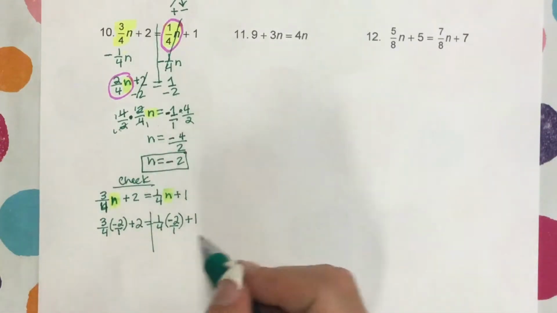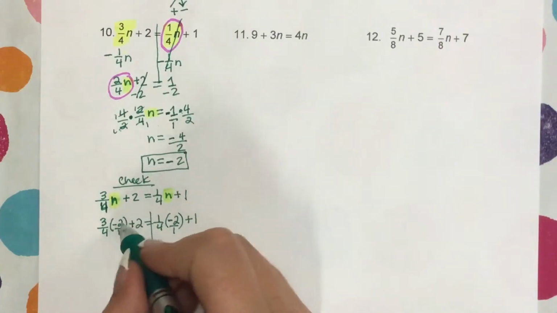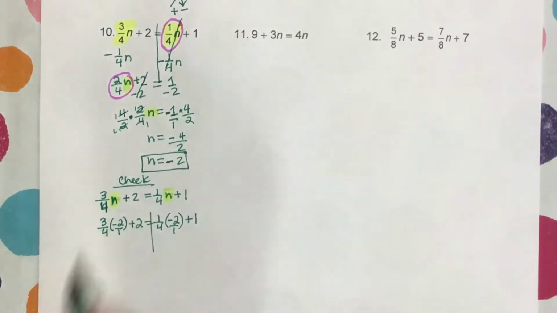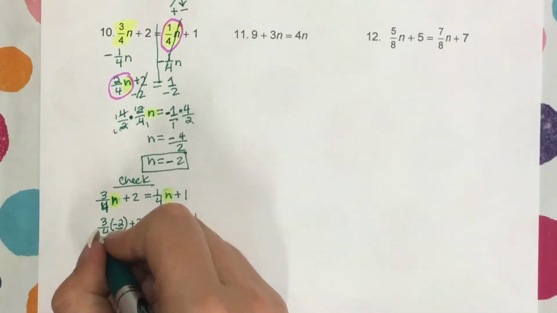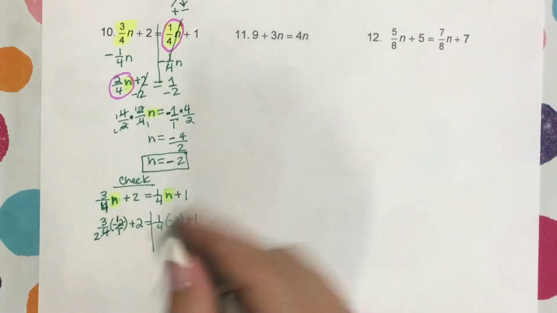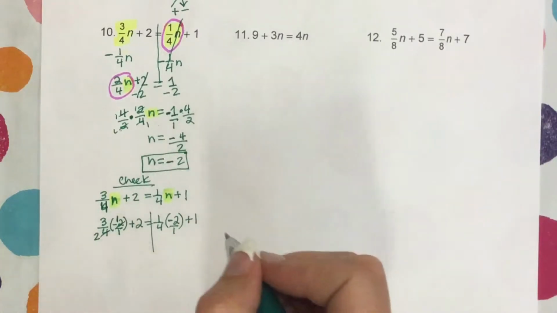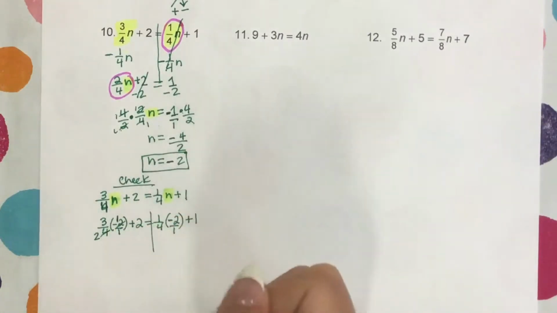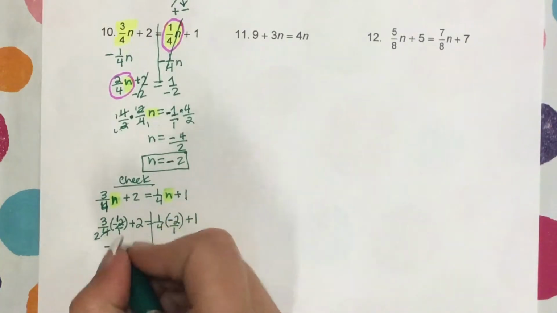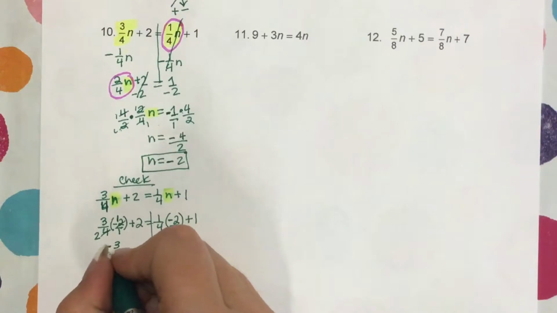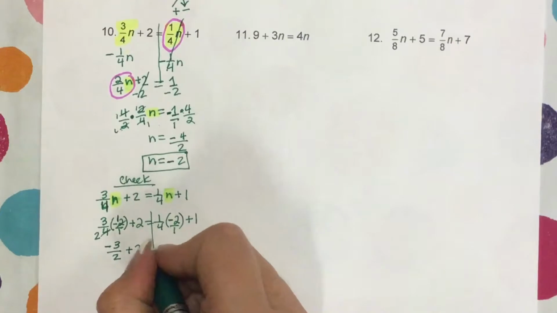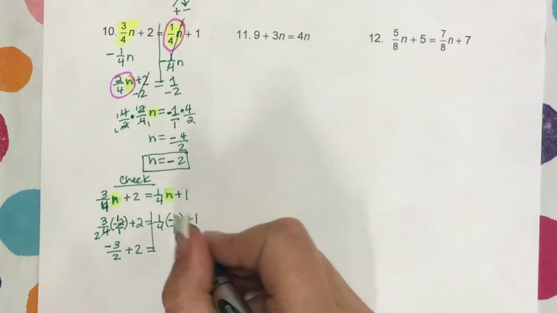I look at 1 and 3, and can't cross cancel anything there. Then I look at 2 and 4. Is there a common factor between 2 and 4? The answer is yes. They both have a common factor of 2. So 2 goes into 4 2 times, and 2 goes into 2 1 time. Now I just need to multiply across. So 3 times -1, I'm going to do the signs first. A positive times a negative is a negative. 3 times 1 is 3, divided by 2 times 1 is 2, plus 2 equals.